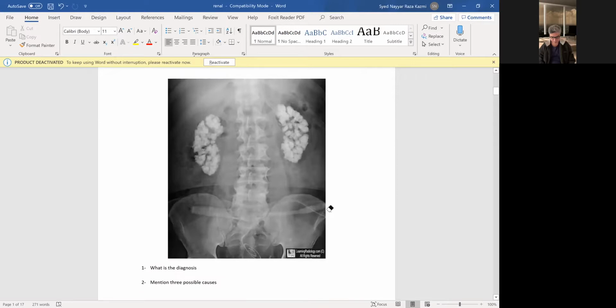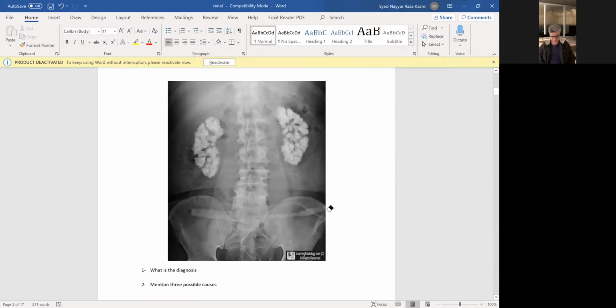Here you see an X-ray KUB, which is showing you very classical signs. You can see calcifications in both of the kidneys. These calcifications are so dense, they have almost taken the shape of the kidneys. So what is the diagnosis? When you've got calcium stones filling up both kidneys, we call it nephrocalcinosis. These are two kidneys which are full of calcium stones.